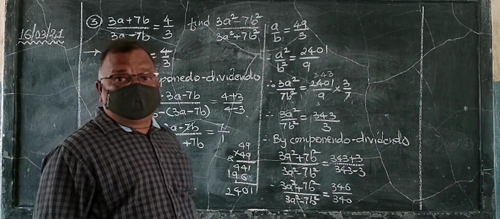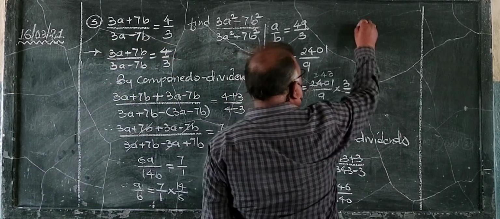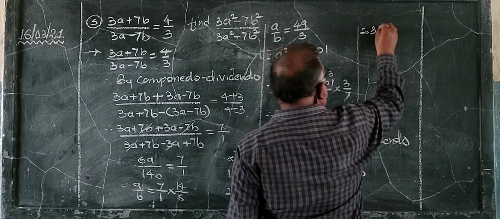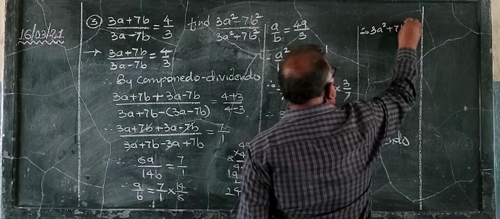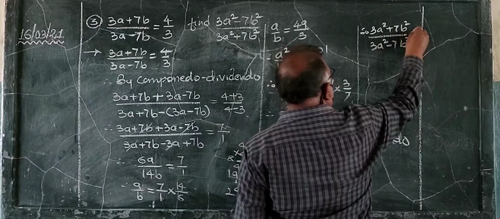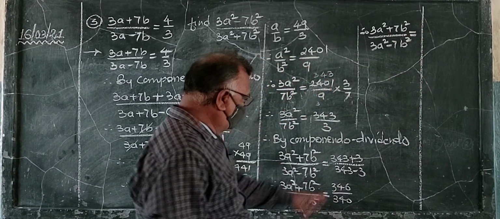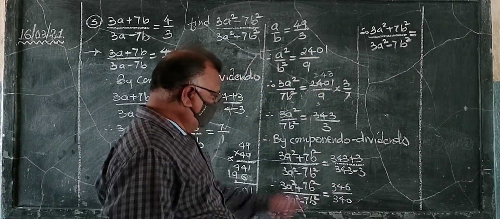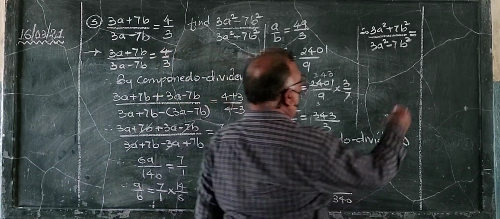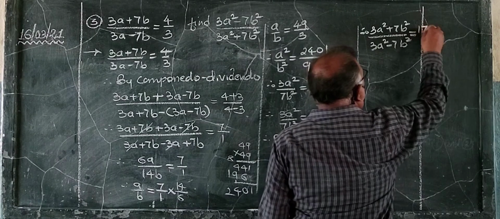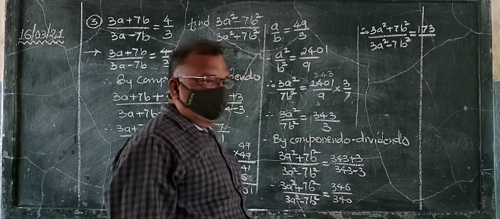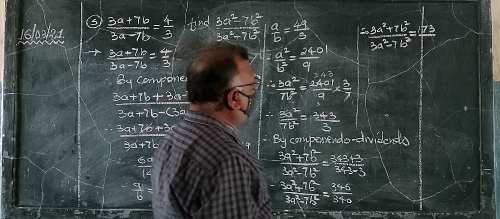And now, last step. Therefore, (3a² + 7b²)/(3a² − 7b²) is equal to, simplify this, it is divisible by 2: 346 divided by 2 is 173, and 340 divided by 2 will come 170.